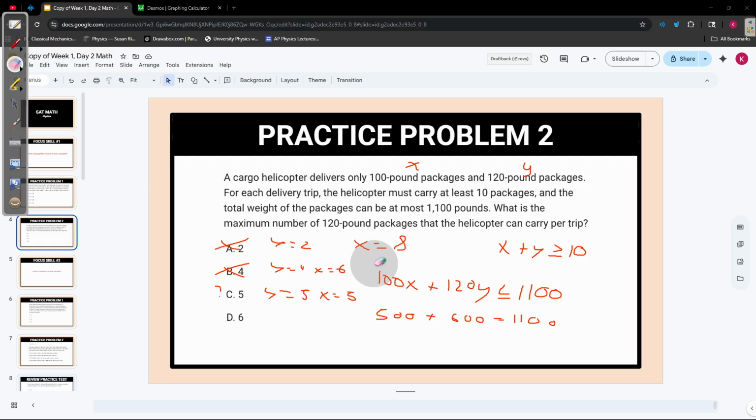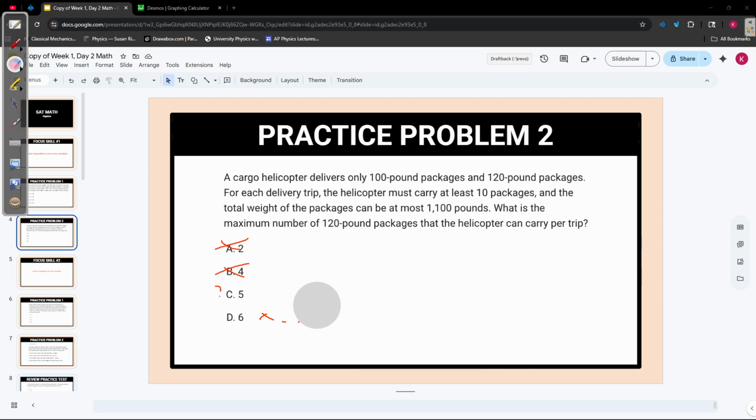But given that the weight has increased each time we've plugged it in, what do you think is going to happen with D? You can guess that the weight is going to be over 1100, so it can already be eliminated from the answer choices, but we can try it anyways. So we would have x equals 4 and y equals 6. Now that would leave us with 400 plus 720, which equals 1120, which is greater than our allowed weight.